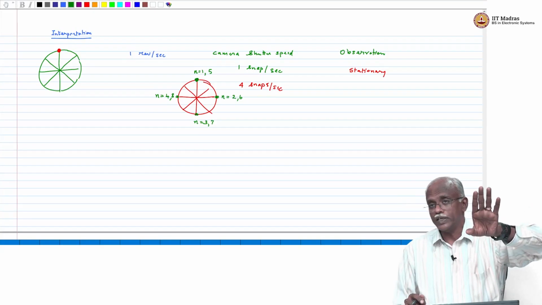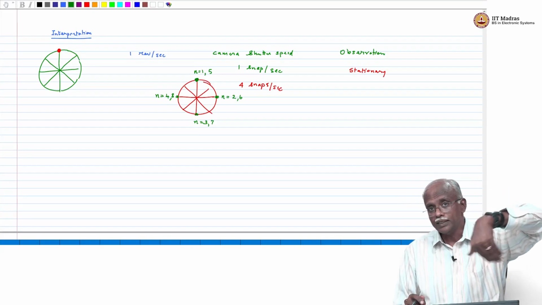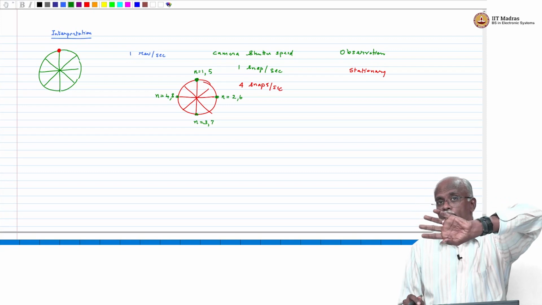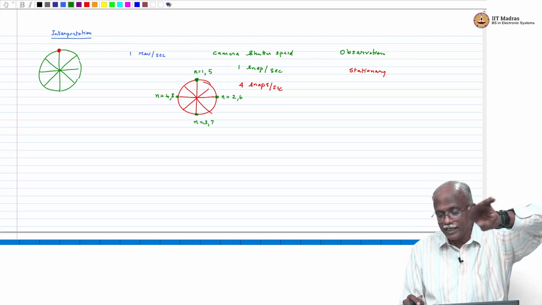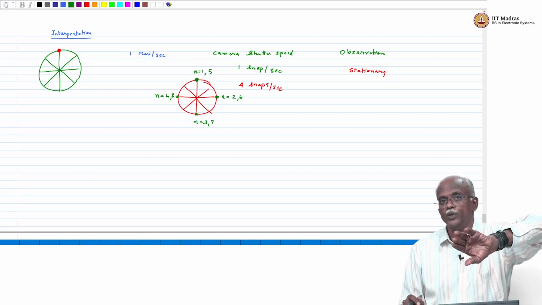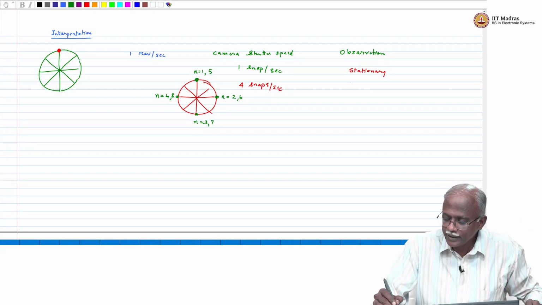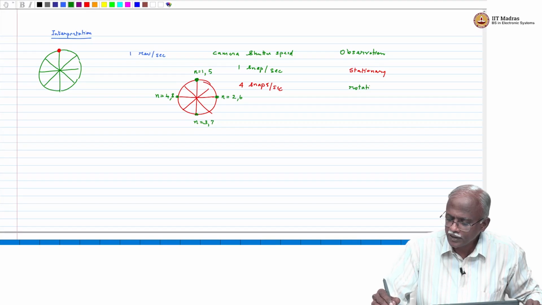Okay, there is no ambiguity. You know that this thing is moving forward at a certain rate, and you can easily compute what the rate is at which. So the observation will be that it is rotating clockwise.